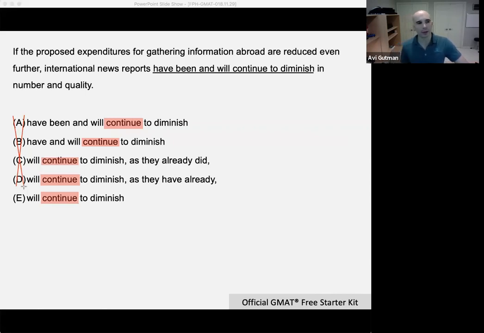There's another verbal reasoning issue going on here, but only in the first 2 answer choices. Can anyone identify that for me? From a verbal reasoning perspective, what's wrong with A and B? Subject-verb agreement is okay, actually, because the subject that goes with have been is reports. That's plural, so that's okay.